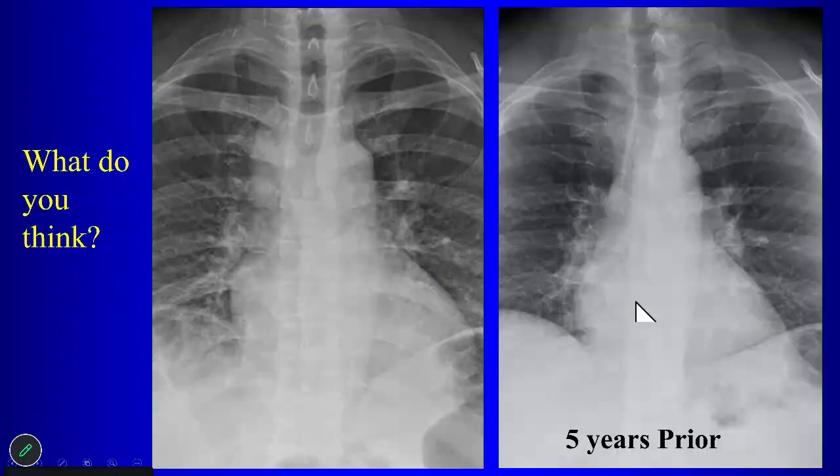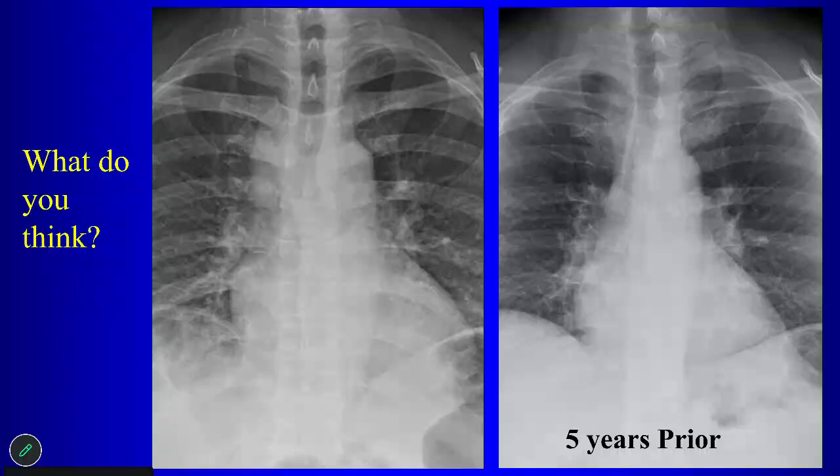Okay, so here's the current film that we're looking at. There's the radiograph from 5 years prior. Is there anything that concerns you? There's thickening of the right paratracheal. Okay, so here you can see the right paratracheal line through the superior vena cava. Here you can't see the right paratracheal line. There's all of this increased opacity in the right paratracheal region.